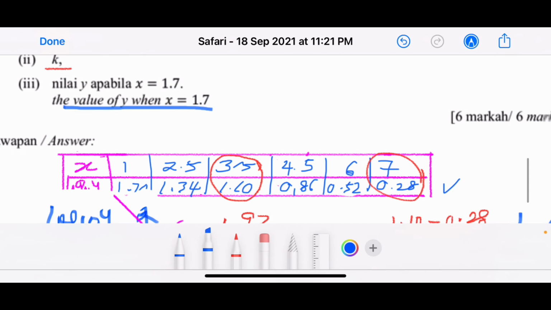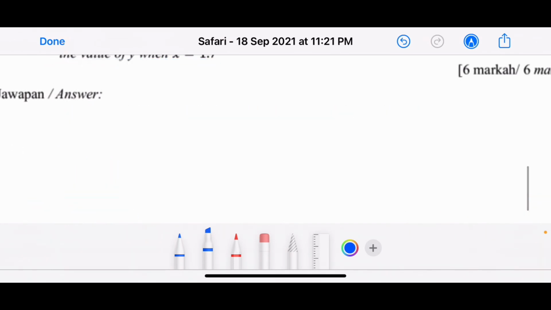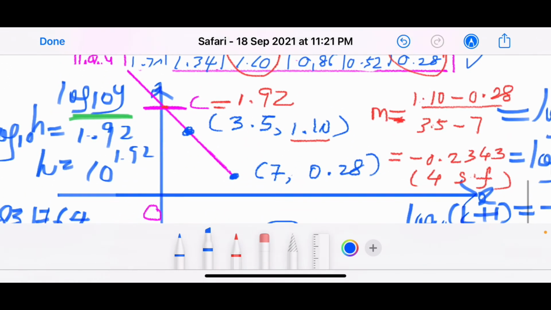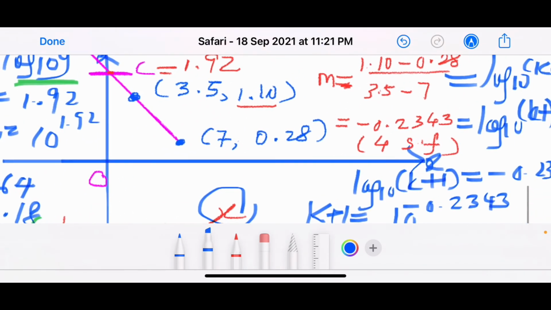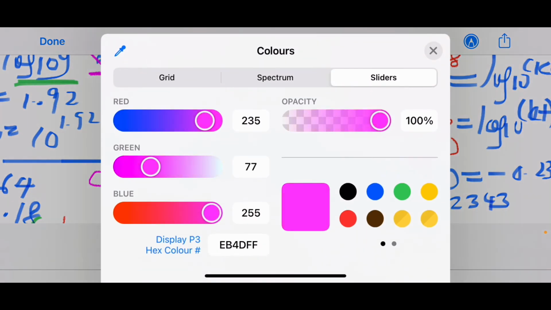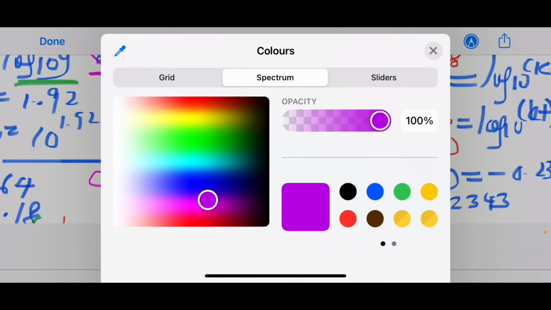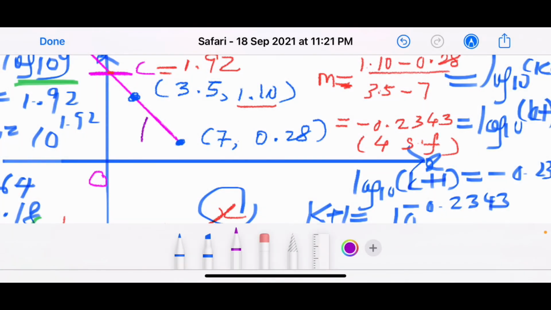So we have to go to our graph. We have to go to 1.7. When x is 1.7, we have to make sure we draw the line at 1.7. Okay, let's draw the 1.7. Okay, let's say this is 1.7. I'm going to draw the point 1.7. Let's see. So we have to dot it to the line and then read to the y-axis.